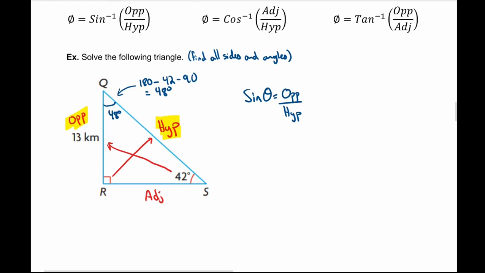I'm going to fill in my information that's given. So sine theta, my angle is 42 degrees. The opposite is 13 over the hypotenuse, which I don't know, so I'm going to label as x. In this case, the missing piece is on the bottom, so I have to switch and divide. So the x switches with the sine 42. I get 13 divided by sine 42, and then x equals 19.43.